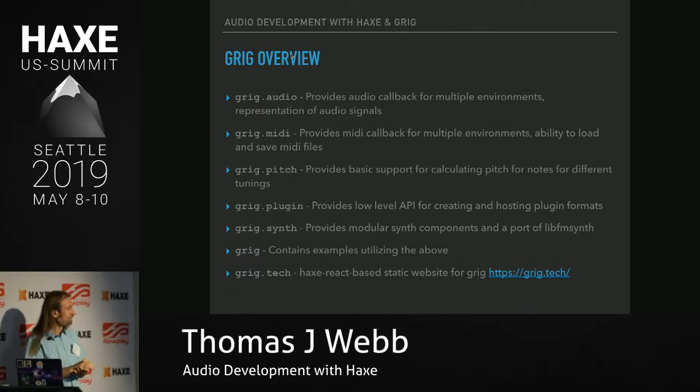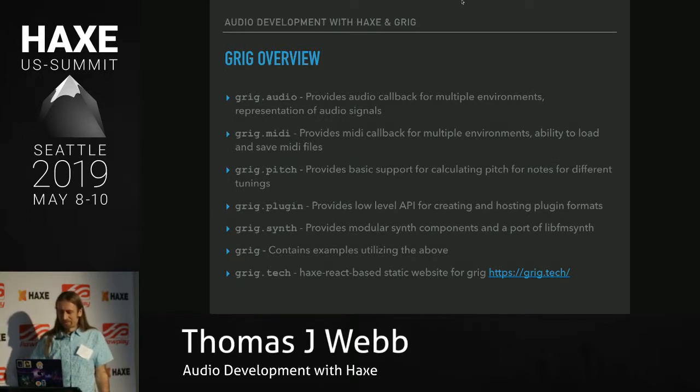Grig.pitch I haven't released to Haxelib yet, but I guess I could. This is pretty basic. All it currently has is classes representing different keys, scales, and notes. The main thing it does for you is you can give it a MIDI note and it can tell you the pitch for it, and it provides different tunings. So you can do equal temperament, where it's all evenly spaced, or something more obscure like Pythagorean temperament or whatever. So that's all in there. That's pretty straightforward. That's just pure Haxe. There are no externs or anything in there. It should work on all platforms, all targets.